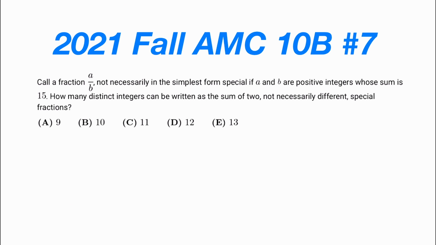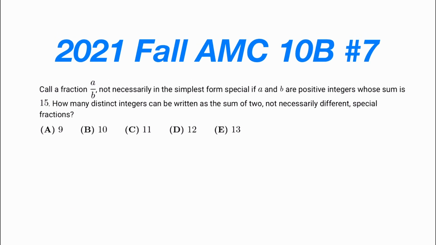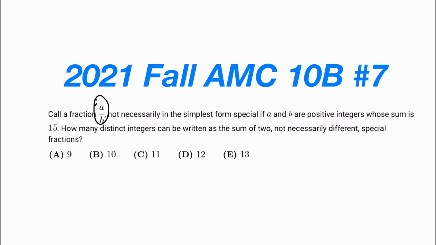Let's take a look at number 7 now. Call a fraction a over b special if a and b are positive integers whose sum is 15, and it specifies that it does not have to be in the simplest form. How many distinct integers can be written as the sum of 2 not necessarily distinct special fractions?